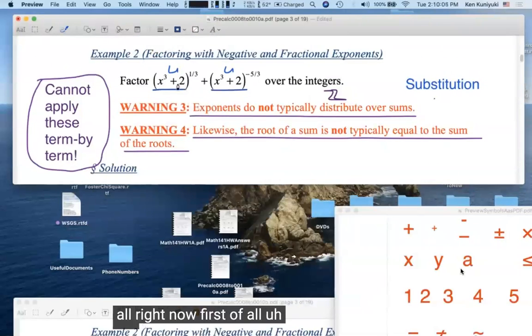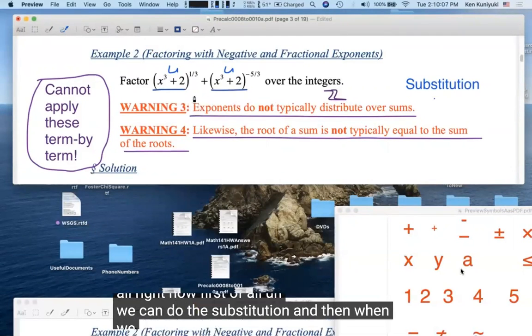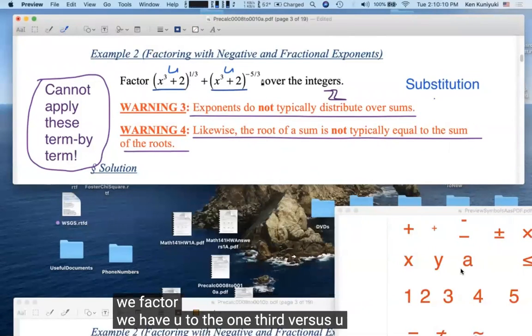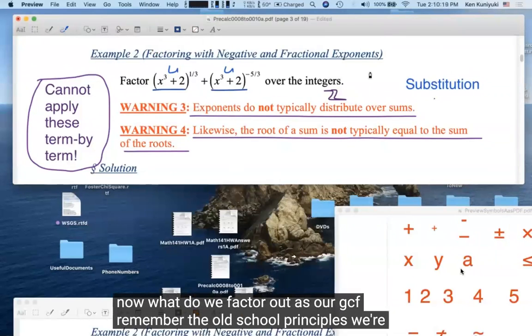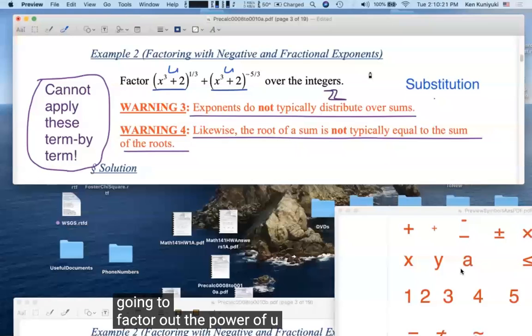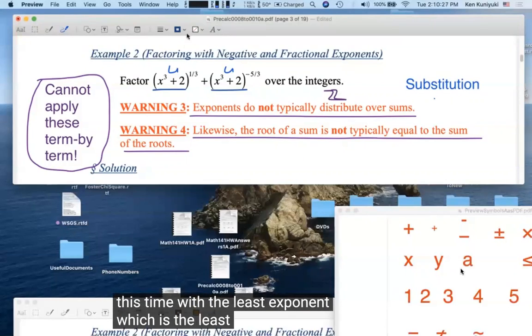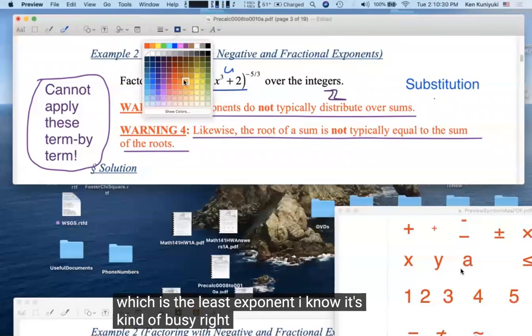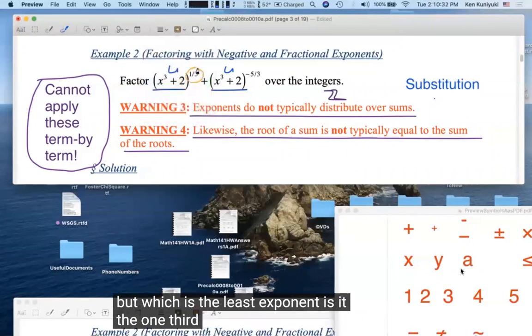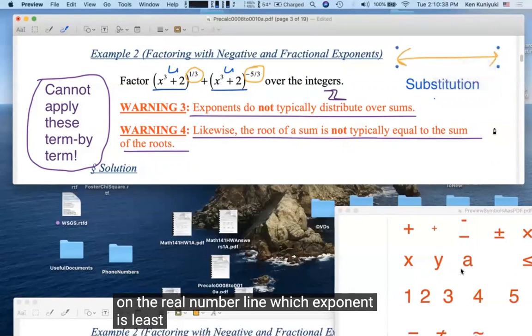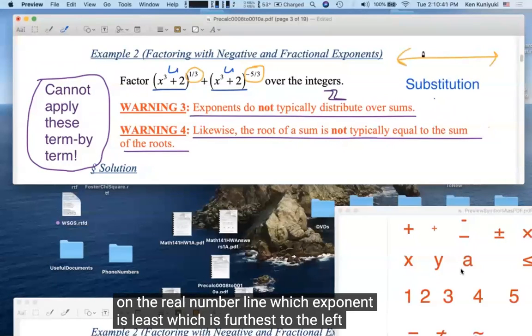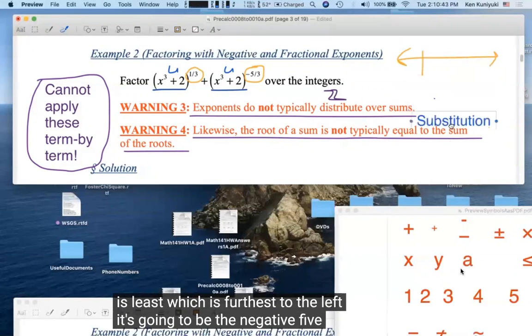Now, first of all, we can do the substitution, and then when we factor, we have u to the 1/3 versus u to the negative 5/3. Now, what do we factor out as our GCF? Remember the old school principles. We're going to factor out the power of u this time with the least exponent. Which is the least exponent? Is it the 1/3 or the negative 5/3? On the real number line, which exponent is least? Which is furthest to the left? It's going to be the negative 5/3.